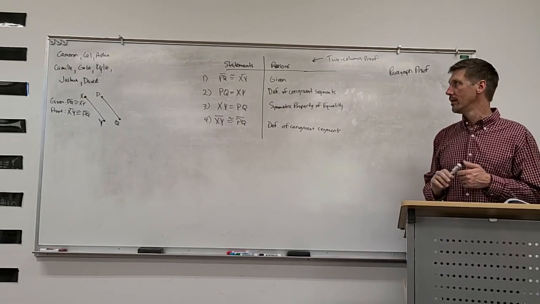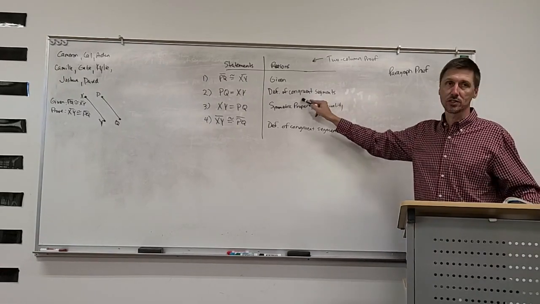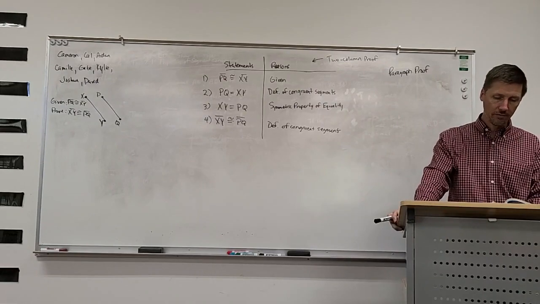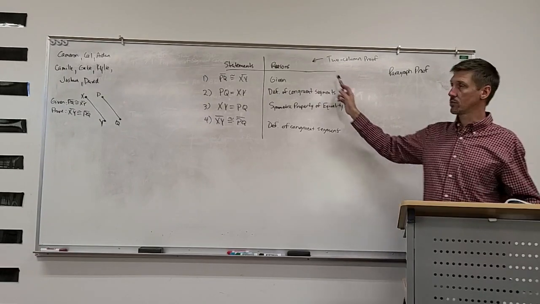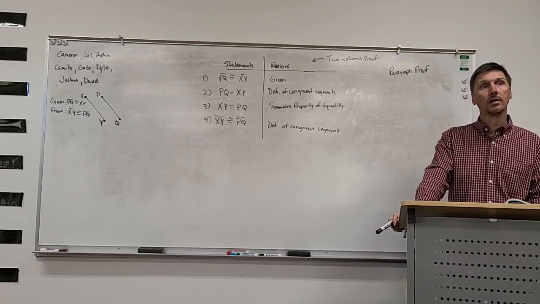I don't like paragraph proofs as much, so you may be asked to do that just to make sure that you can take this and write it out as words in a paragraph. But most of the time, what I'm going to be asking you to do is the two column proofs. Yes? Why does it take so long to find the proof?